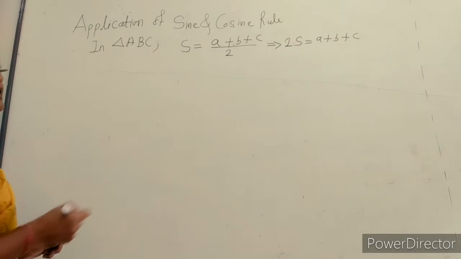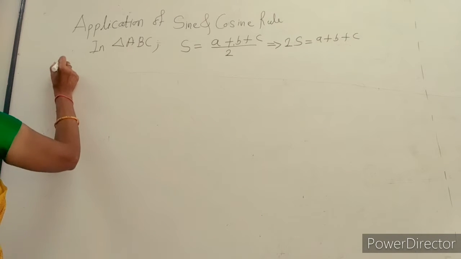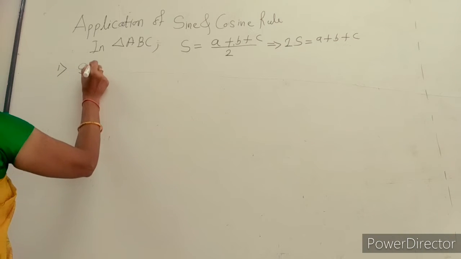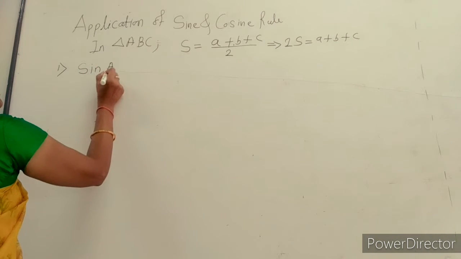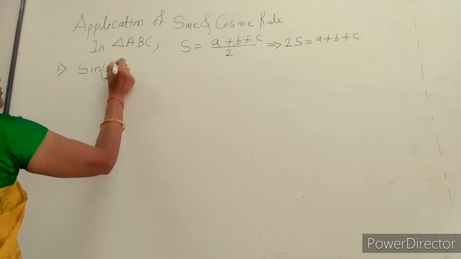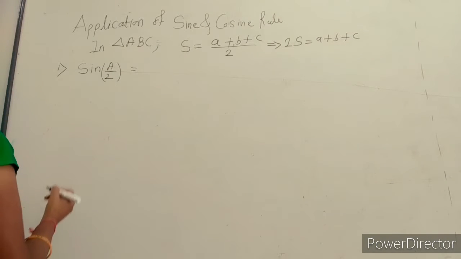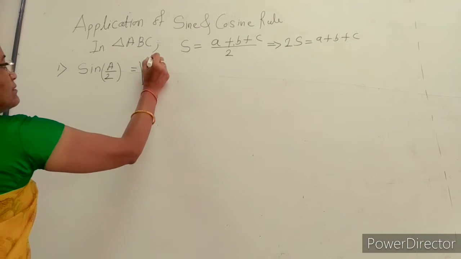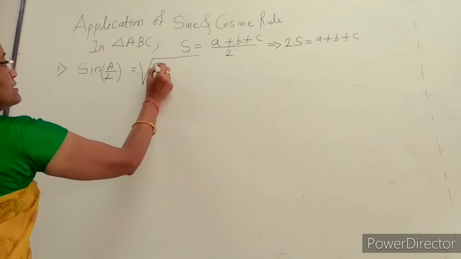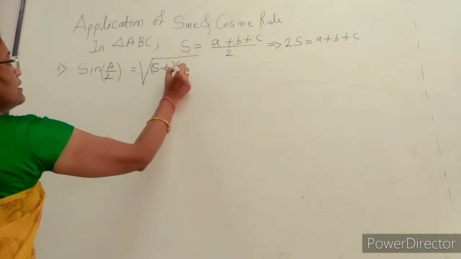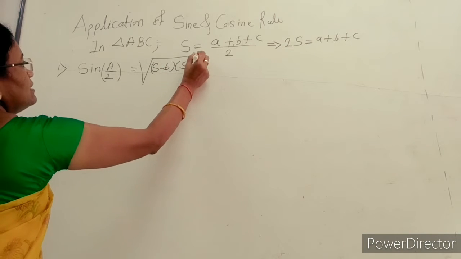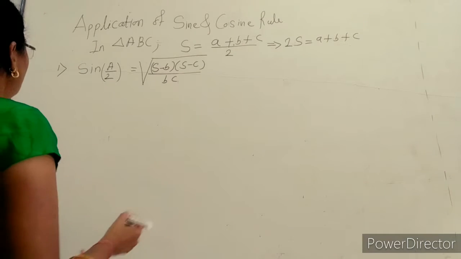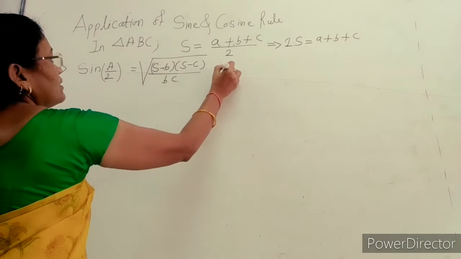So for the trigonometric half angle formulae in triangle ABC, we take the first result. Suppose we take angle A, then its half angle is A by 2. So we find the result of sine A by 2, which is nothing but the square root of (s minus b)(s minus c) divided by bc.